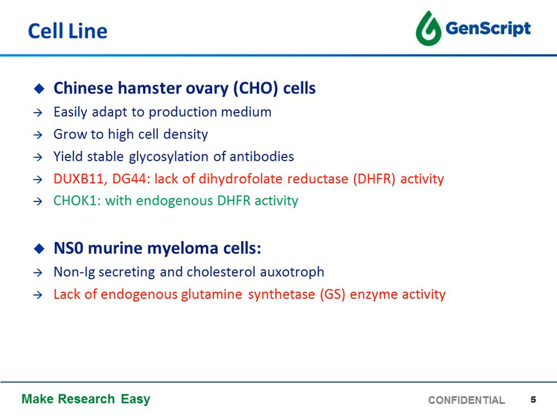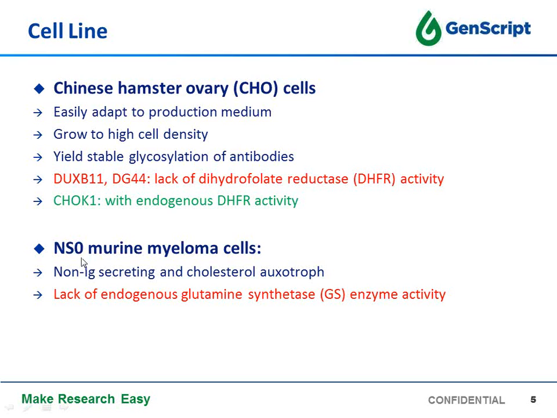So the popular CHO cell lineages include the DUXB11, DG44, and the CHO-GS cells. DUXB11 and DG44 cells don't have the dihydrofolate reductase, the so-called DHFR activity, which makes them suitable for the DHFR-based selection system, while the CHO-GS cells have the endogenous DHFR activity.